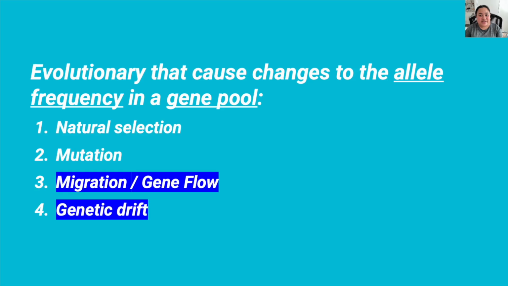In the previous video, we covered natural selection and mutation, and in this video, we're going to discuss the final two evolutionary processes that cause changes to the allele frequency in a gene pool. That's gene flow and genetic drift.